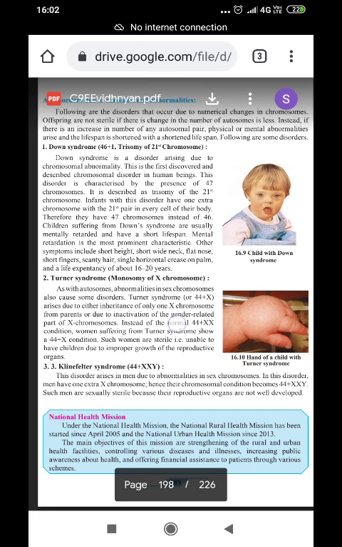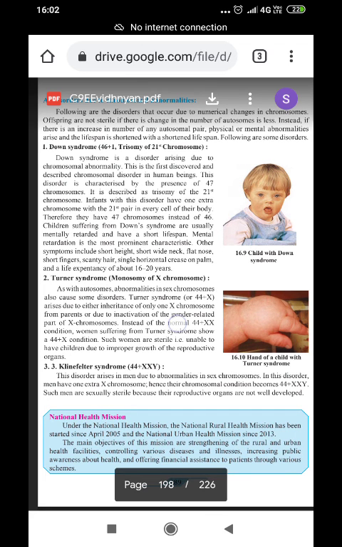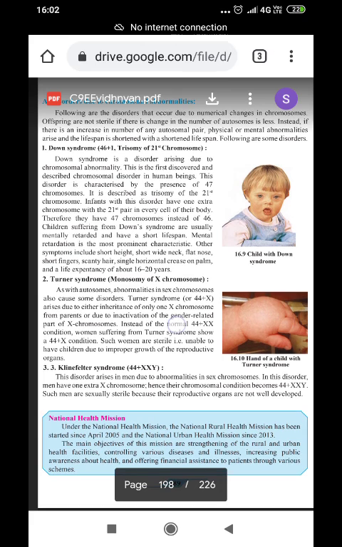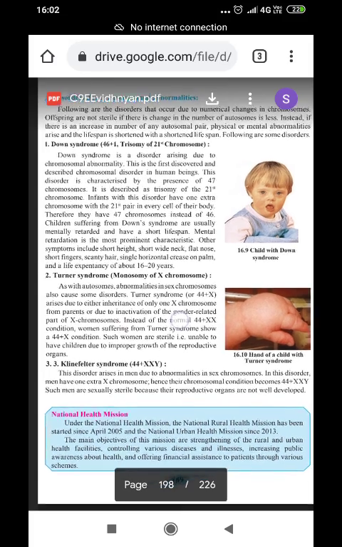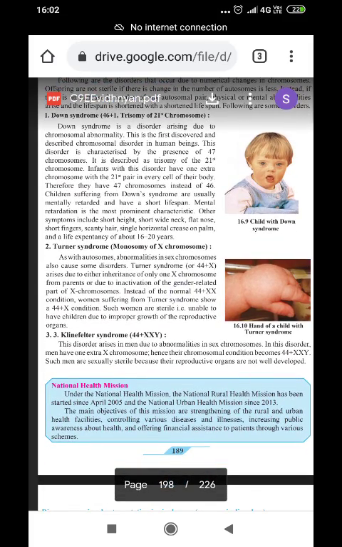If more, they are sterile. Instead, if there is an increase in the number of any autosomal pair, physical or mental abnormalities arise and lifespan is shortened. With a shortened lifespan, following are some disorders. Among them, the first disorder is what we call Down syndrome.